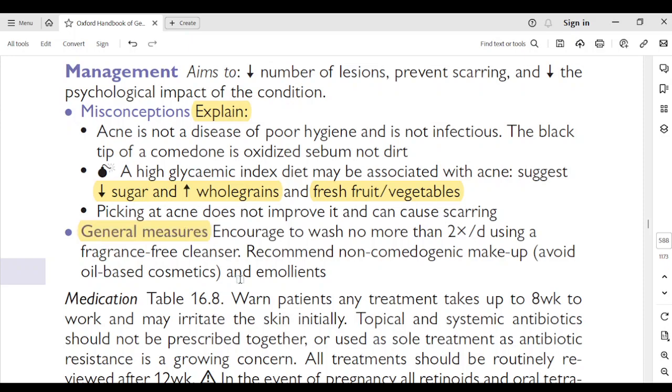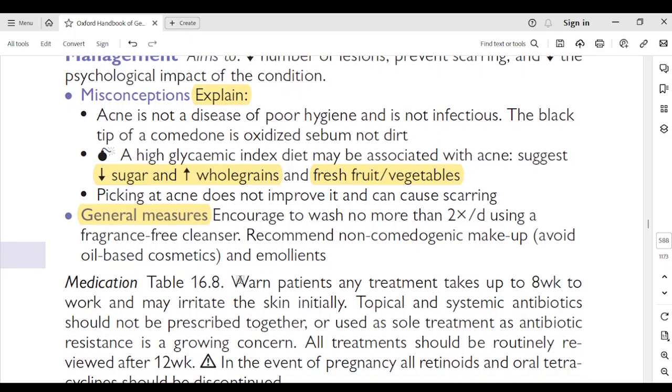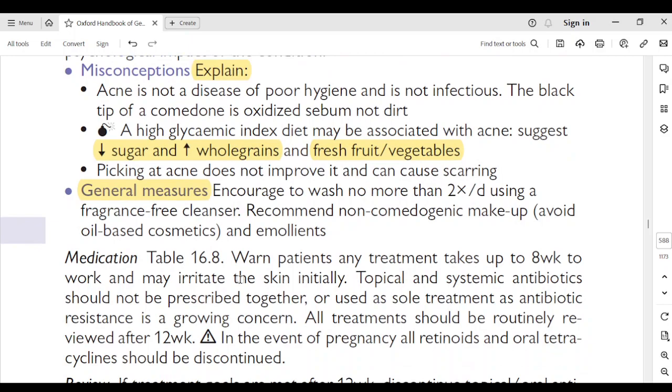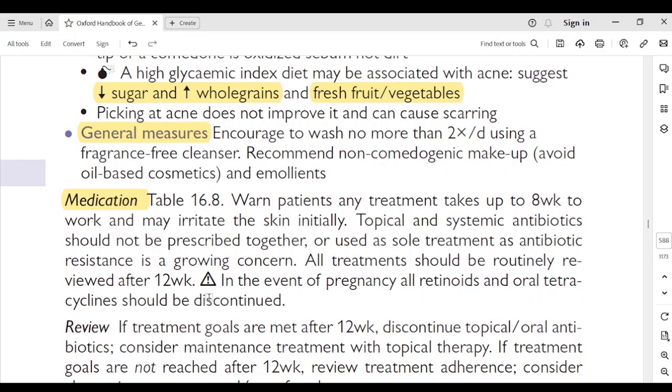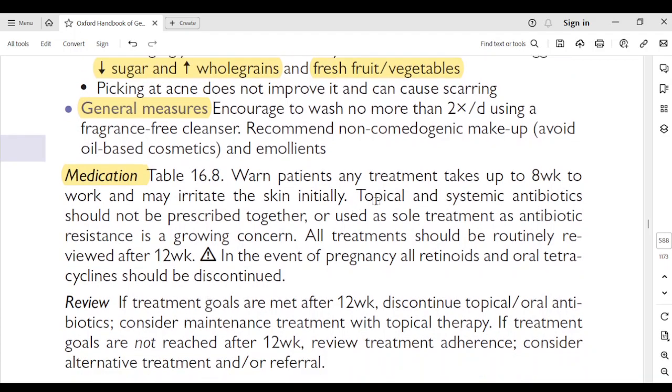General measures: encourage to wash no more than 2 times per day using a fragrance-free cleanser. Recommend non-comedogenic makeup. Avoid oil-based cosmetics and emollients. Medication. Table 16.8. Warn the patient any treatment takes up to 8 weeks to work and it may irritate the skin initially. The topical and systemic antibiotics should not be prescribed together or used as a sole treatment as antibiotic resistance is a growing concern.